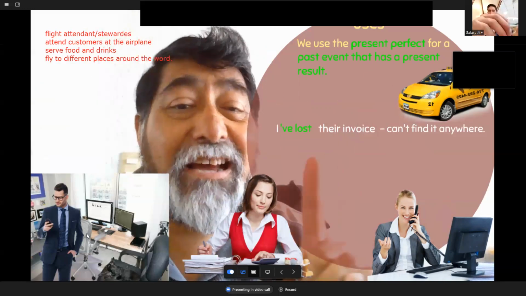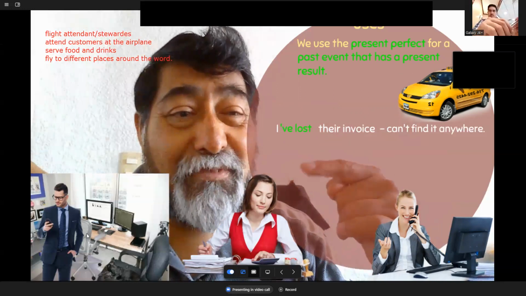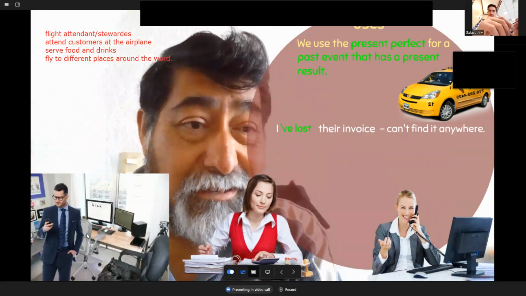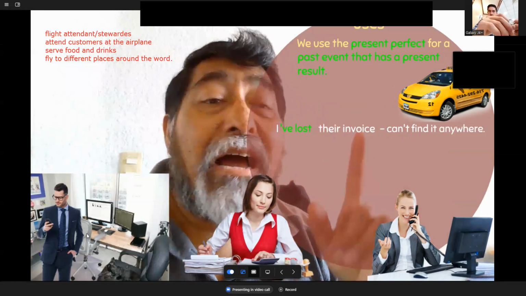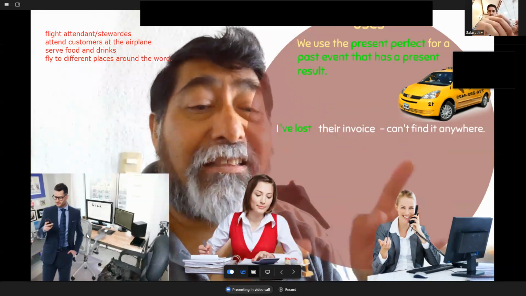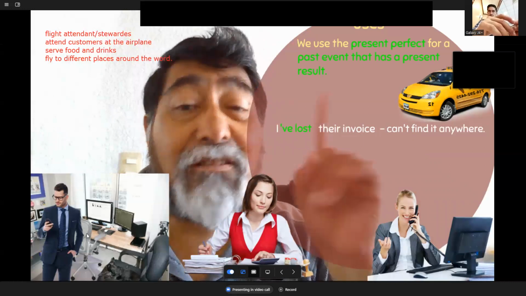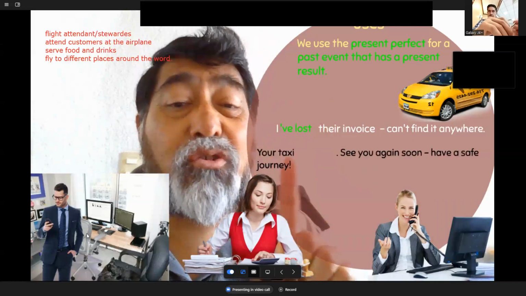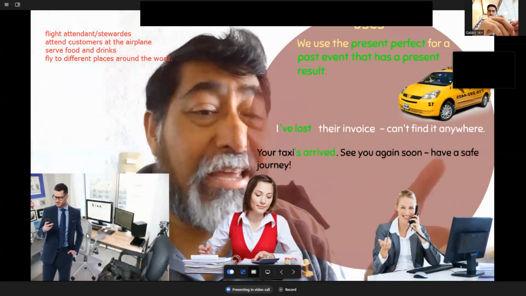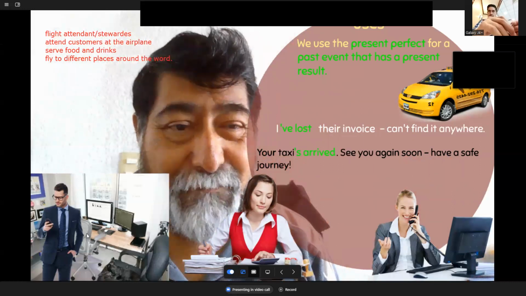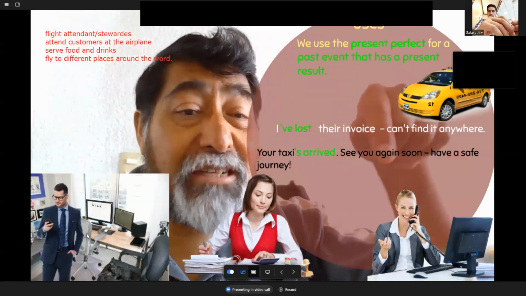Now let's analyze these ideas. So, the boss orders a taxi. This is an action that occurred in the past. And the secretary calls for the service. And when the taxi arrives at the office, the secretary informs the boss that the taxi is ready. So we have an idea. He says, your taxi has arrived. So we have an action that was a past event with a present result.